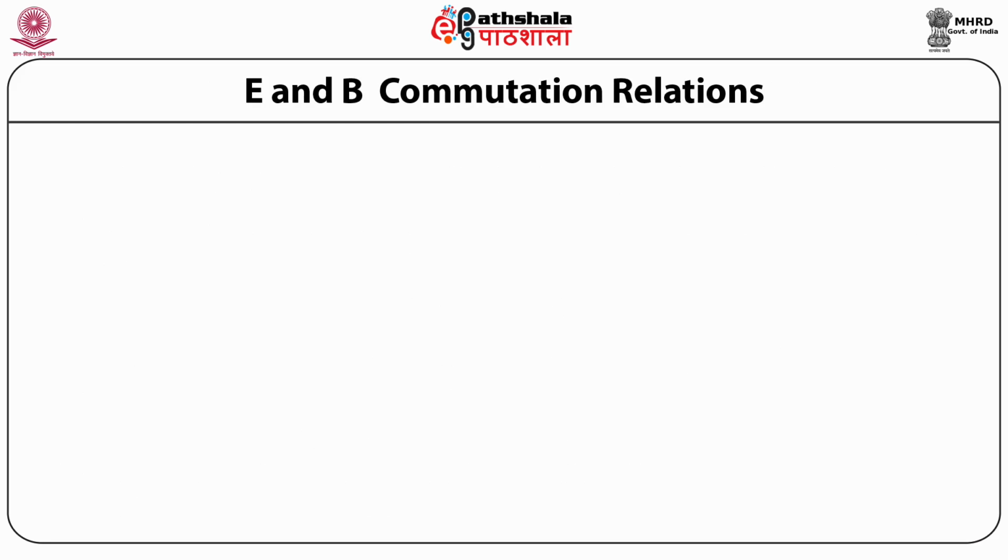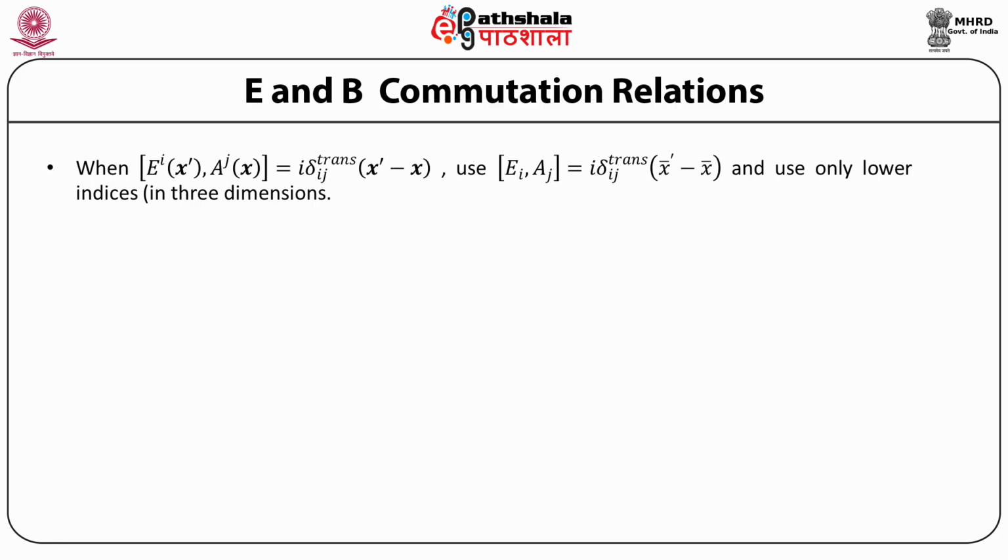E-B commutation relation. From the vector potential commutation relations, we can derive the commutation relations for the electric field and the magnetic field. When E_i(x′) commutes with A_j(x), this gives us minus i δ transverse_ij(x′ − x). We use the fact that E_i and A_j, with i and j being lower indices, give i δ transverse_ij(x′ − x), and use only lower indices in the 3 dimensions.